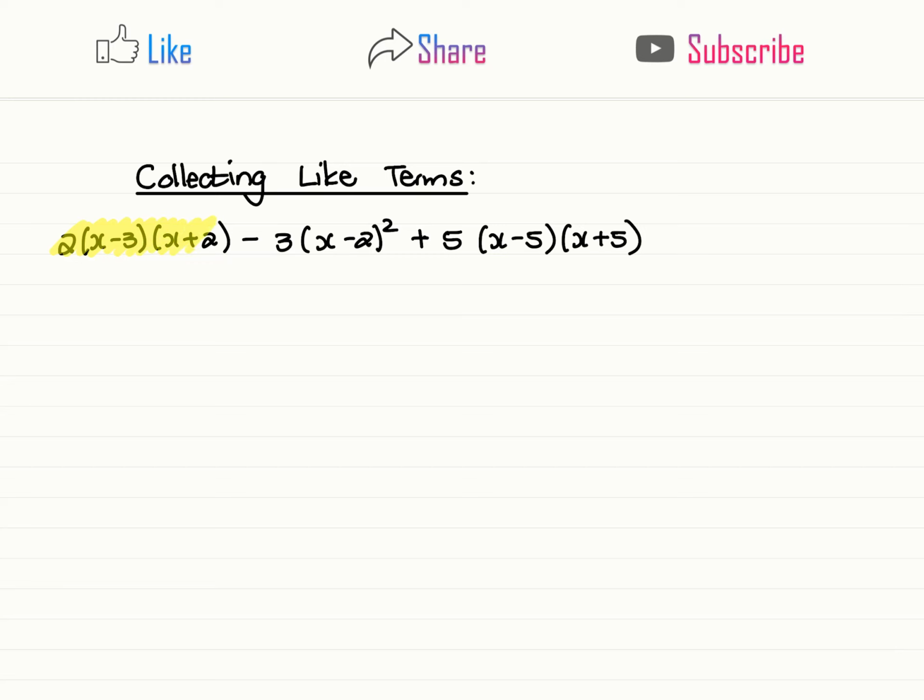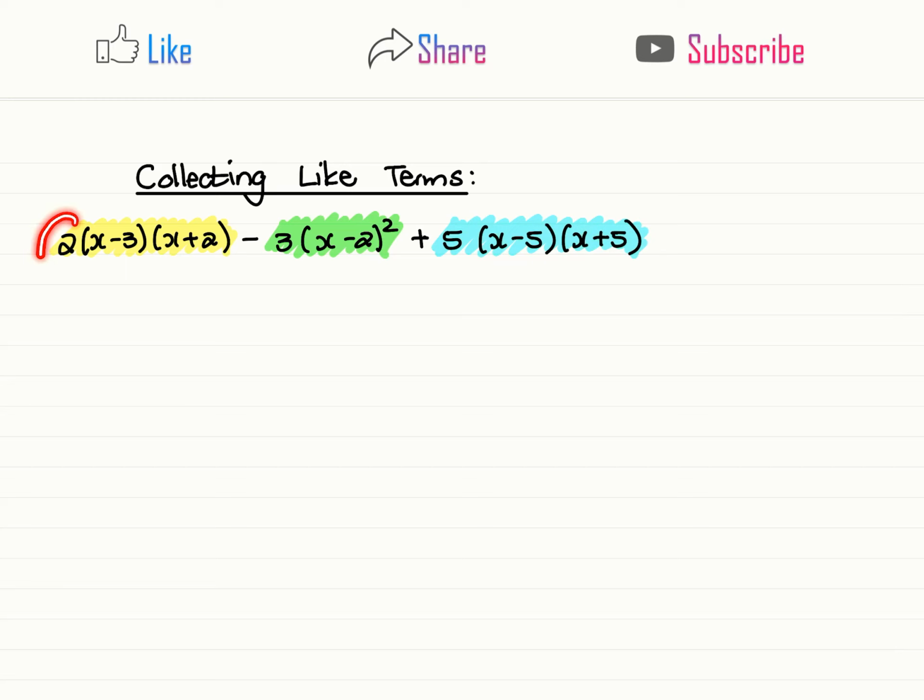First, we have 2(x - 3)(x + 2). Then we have 3 multiplied by (x - 2) squared. And then lastly, we have 5 times (x - 5)(x + 5).